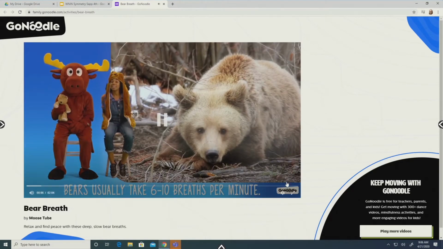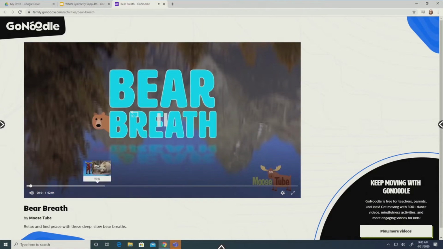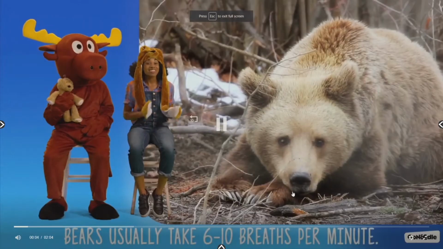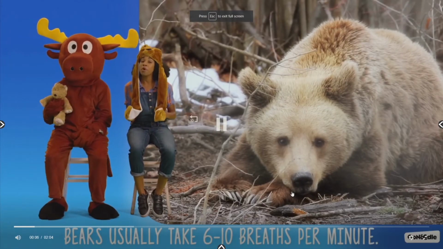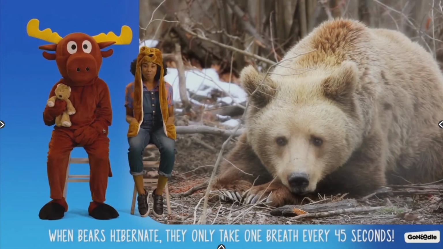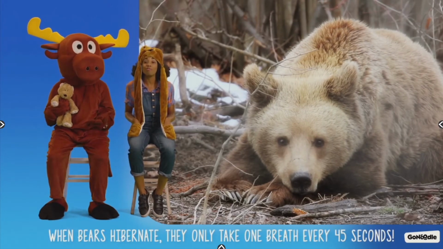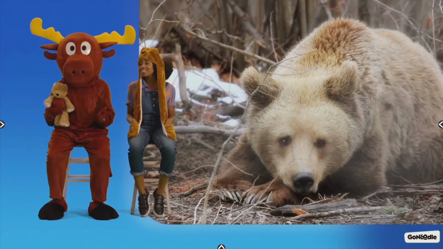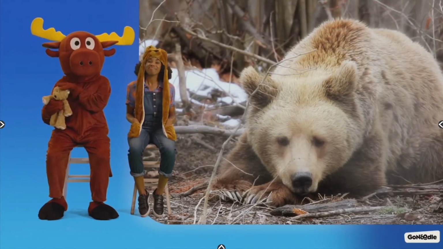Breaths per minute, but when they hibernate, bears usually take 6 to 10 breaths per minute. But when they hibernate, they only take one breath every 45 seconds. Ooh, that's a very little breath.